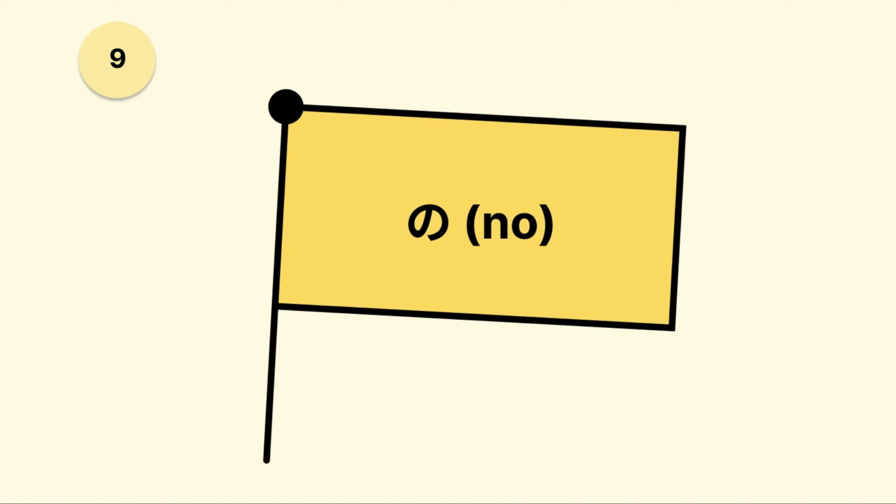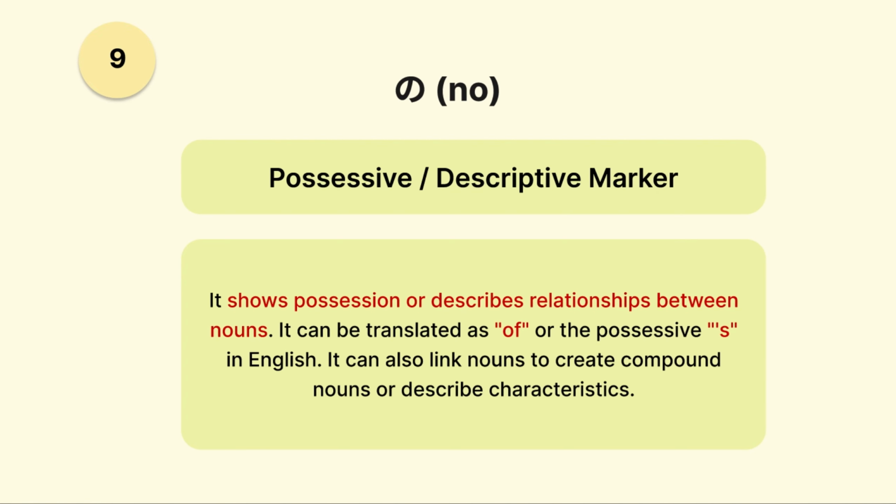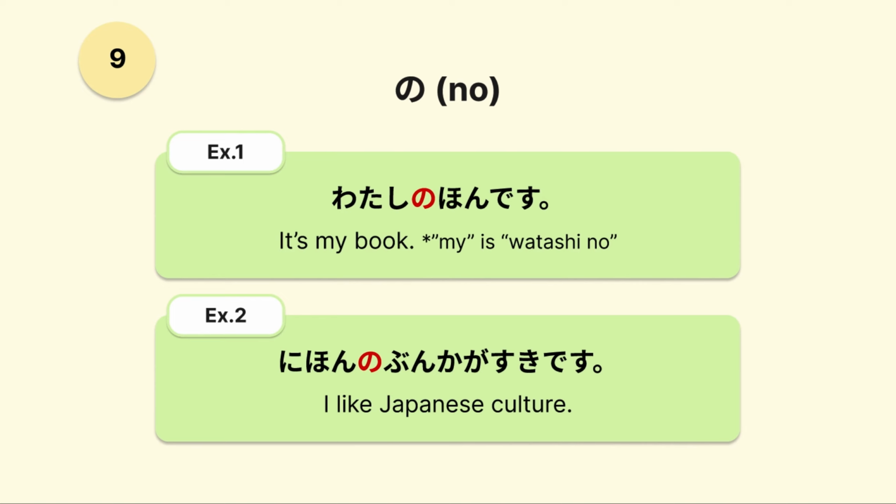Number 9. の. の is a possessive or descriptive marker. It shows possession or describes relationships between nouns. It can be translated as "of" or the possessive "'s" in English. It can also link nouns to create compound nouns or describe characteristics. For example, 私の本です。It's my book.